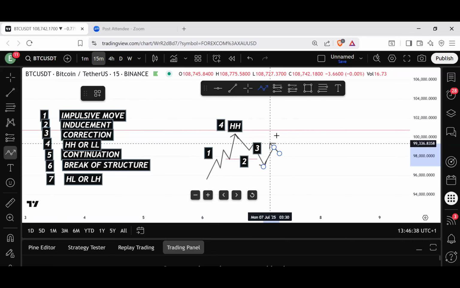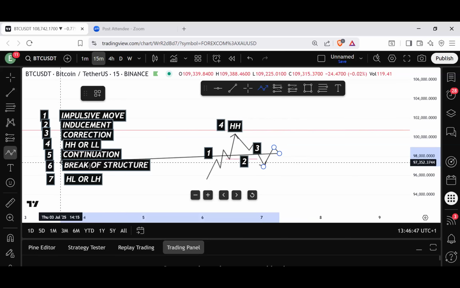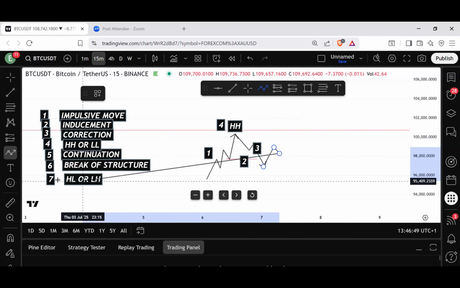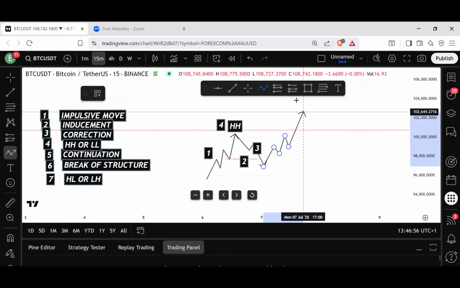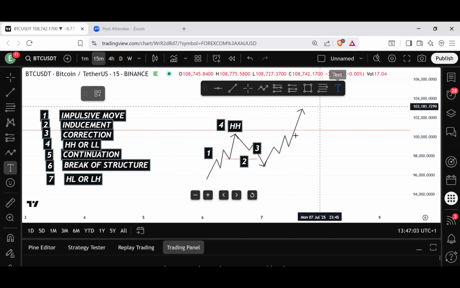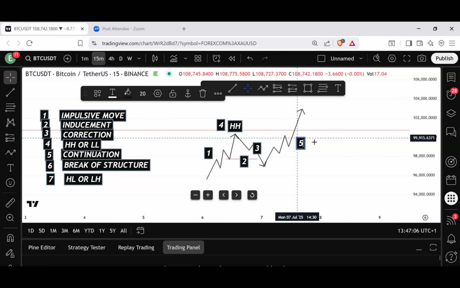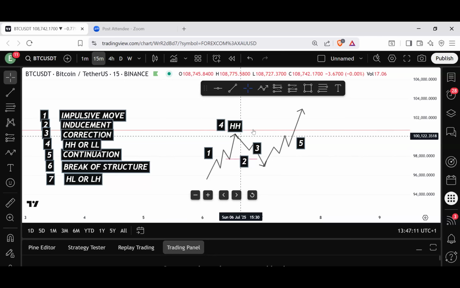Changing it like this because it follows step by step. So we have to see number five. We have to see number six, break of structure, before we can now say this. So this move I'm drawing now, this is continuation. So this is number five. Now we can now see number six, that's a break of structure.